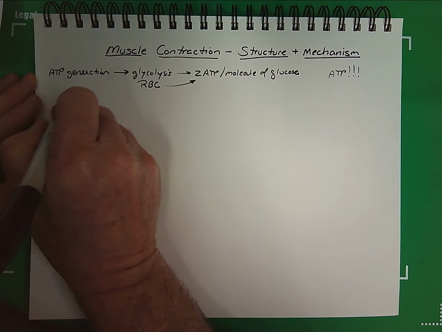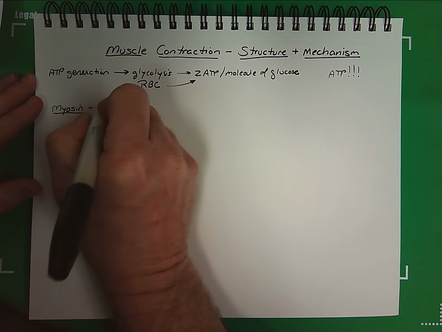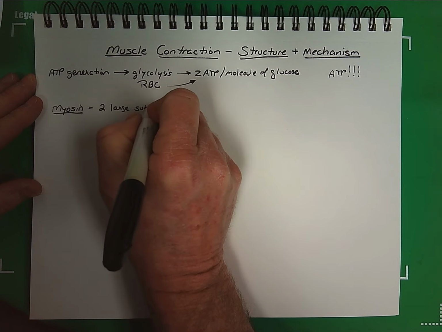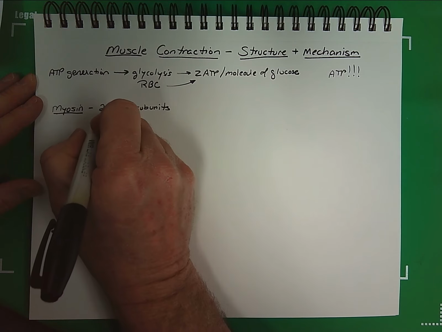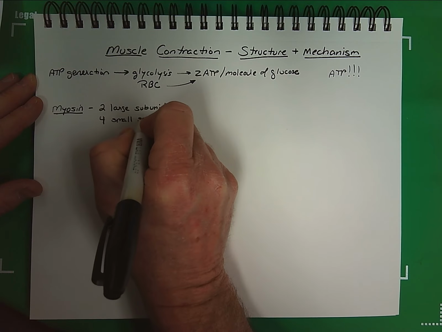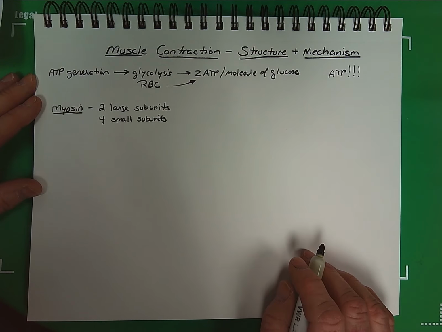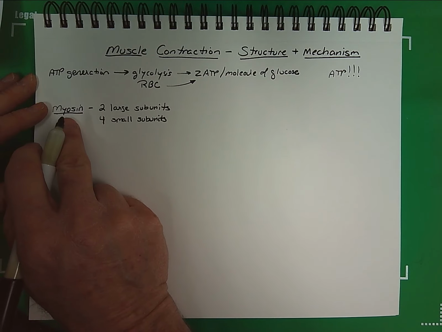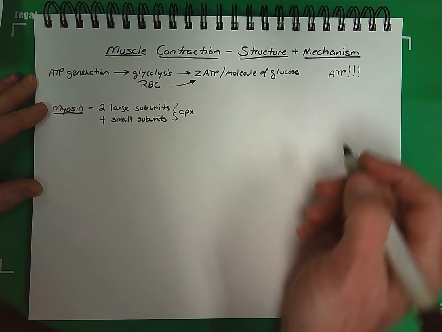So the first protein we have to look at is called myosin. Myosin consists of two large subunits, subunits being individual polypeptides, and in combination with four small subunits, four small polypeptides. So when we talk about myosin, myosin is actually a complex. It's a complex of 6 polypeptides that come together.